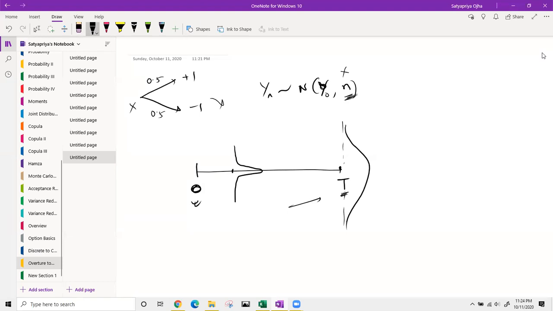The number of steps is arbitrary. That is my choice. I can make this 10 steps, 100 steps, 1000 steps. That is up to me. All right, so what can I do?